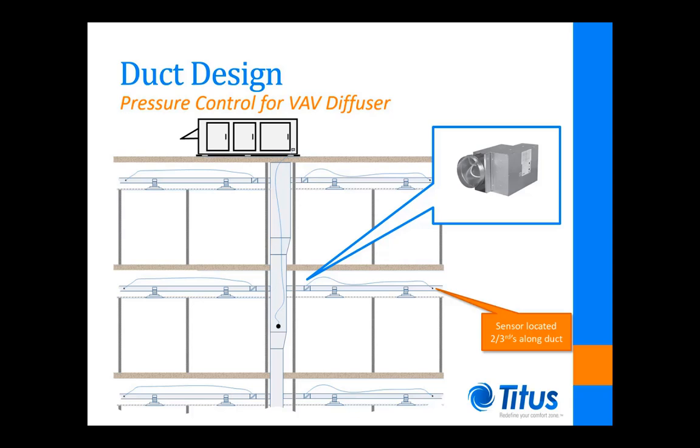Pressure control boxes come complete with a pressure tap that should be inserted 2/3 of the way downstream of the unit. The actuator controller requires just a 24-volt power supply, so is low cost and easy to install.